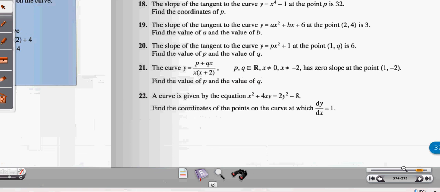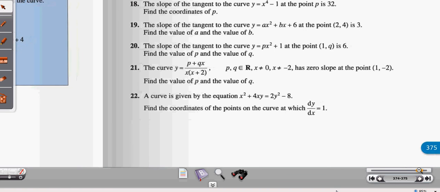Okay. Question 18. Question 18 reads, the slope of the tangent to the curve y equals x to the power 4 minus 1 at the point P is 32. It wants to find the coordinates of P. So, what we've got to remember is to find the slope of a curve, we need to get the dy/dx. And then once we get dy/dx, we insert the x value, okay? So, the slope is 32. This means the dy/dx equals 32.